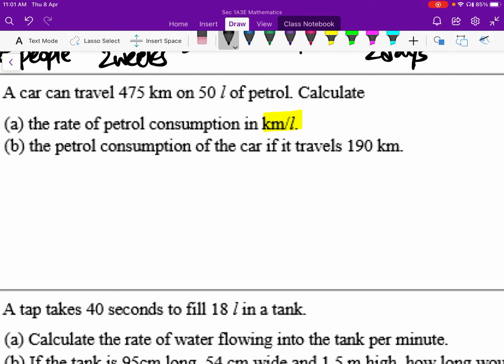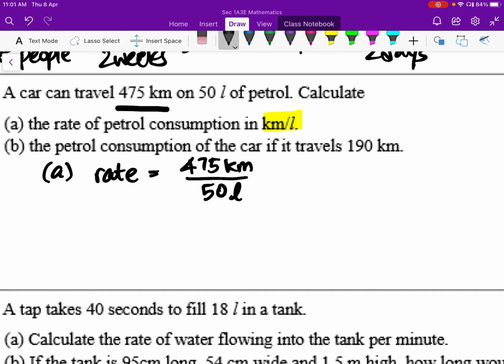Therefore, in part A, you write down the rate in kilometers. What do we have as kilometers? 475. 475 km divided by liters. We've got 50 liters.